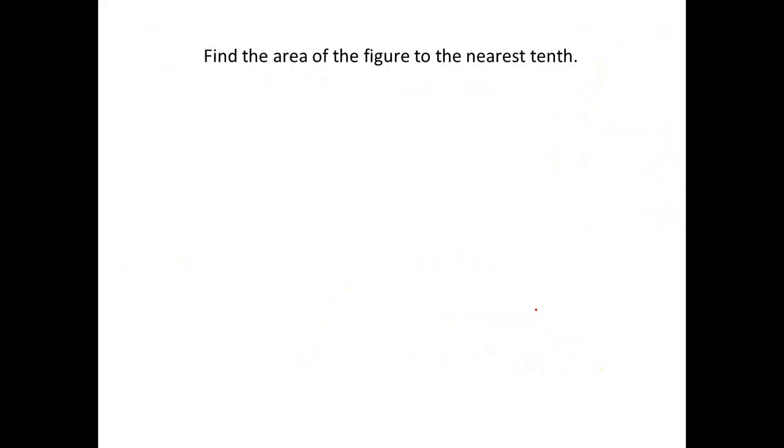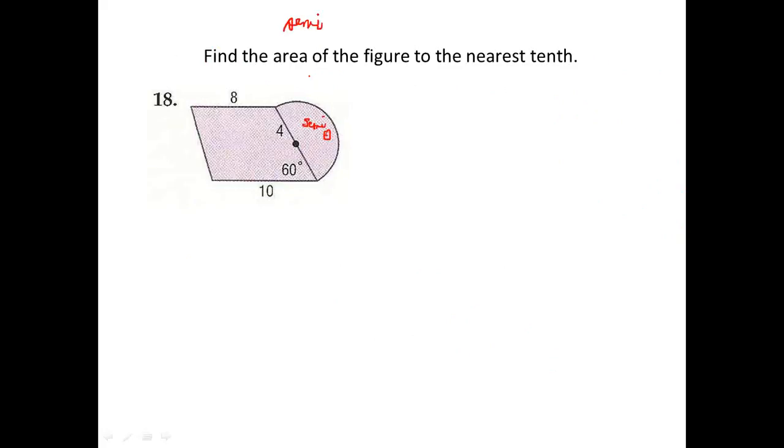And this one, find the area to the nearest tenth. What do you see? Well, I see a semicircle. A semicircle is half of a circle, which I know an area then would be half of pi r squared, because there's the circle. It has a radius of 4. There's my radius.